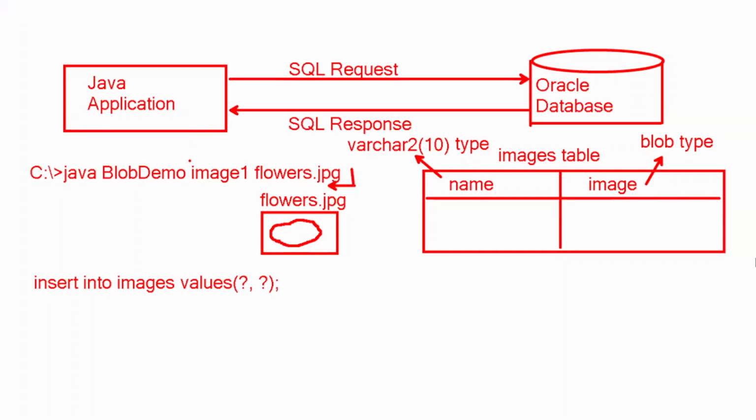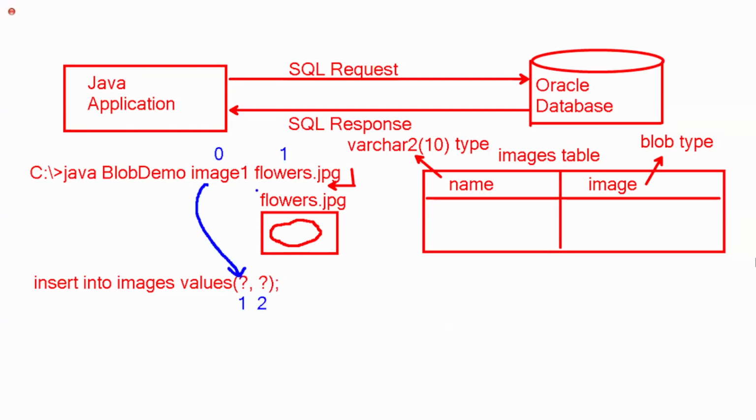Now, this image1 I want to insert directly here. This argument index is 0. This argument index is 1. This question mark number is 1. This question mark number is 2.